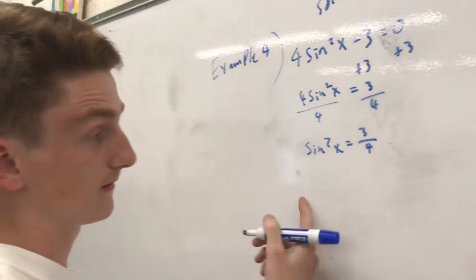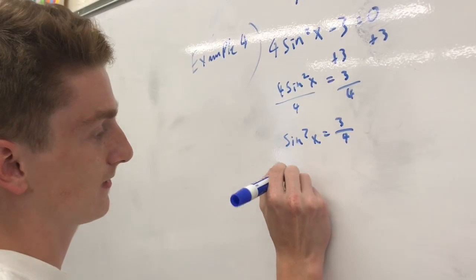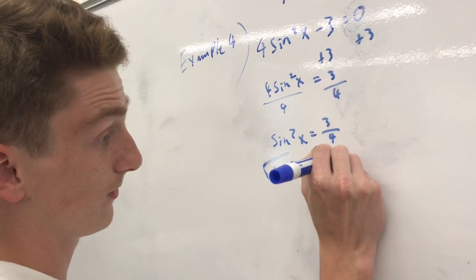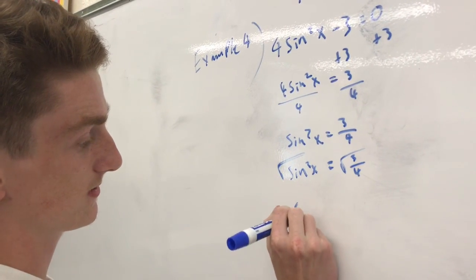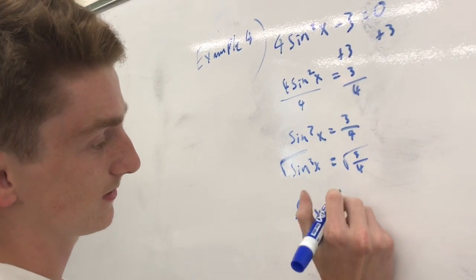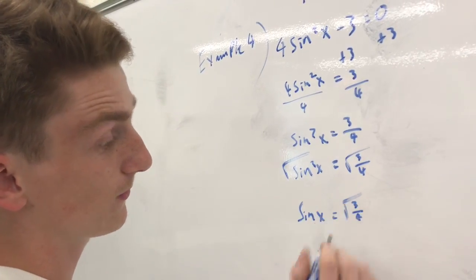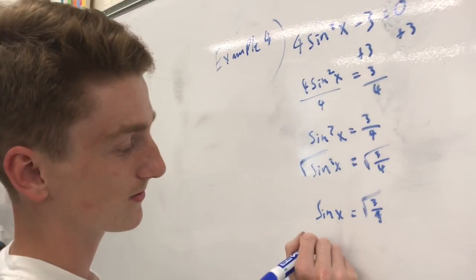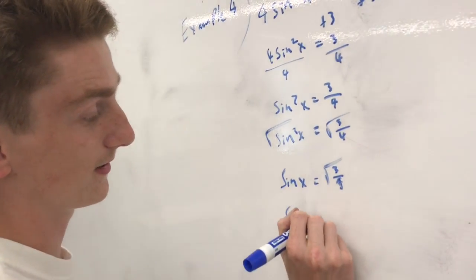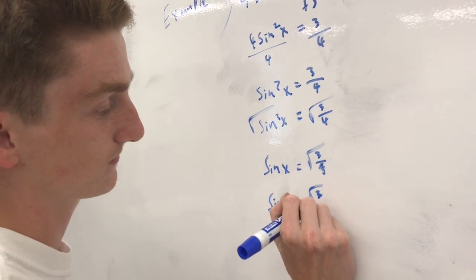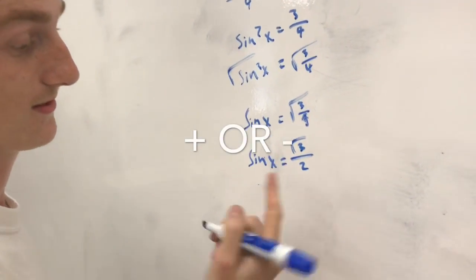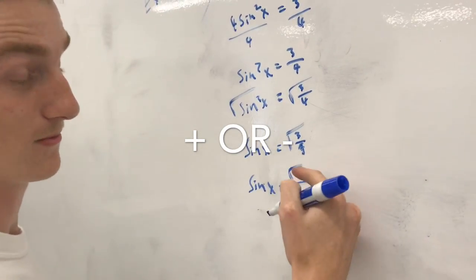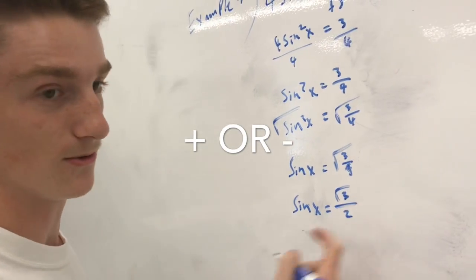Yeah, and then you square root this. Sine squared equals this square rooted. Sine of x equals the square root of 3 over 4. But 4 is a square root of itself, which is equal to 2, so you can simplify it like this. Like so. And so once you have sine of x equals square root of 3 over 2.